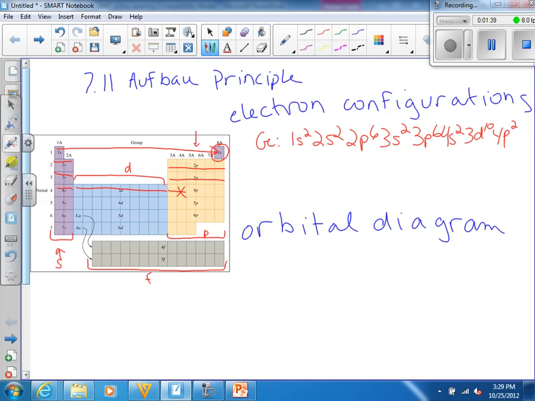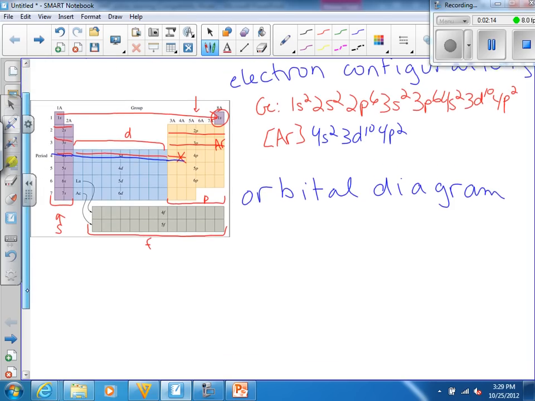Okay, now the shorthand configuration. We look for the noble gas one row above the element. Over here we have argon, the noble gas one row above germanium. We will write argon, and then we still have to include all the electrons in the same row up to and including the element. So now we start here. We still have 4s2, then our 3d10 and our 4p2. That would be the shorthand configuration.